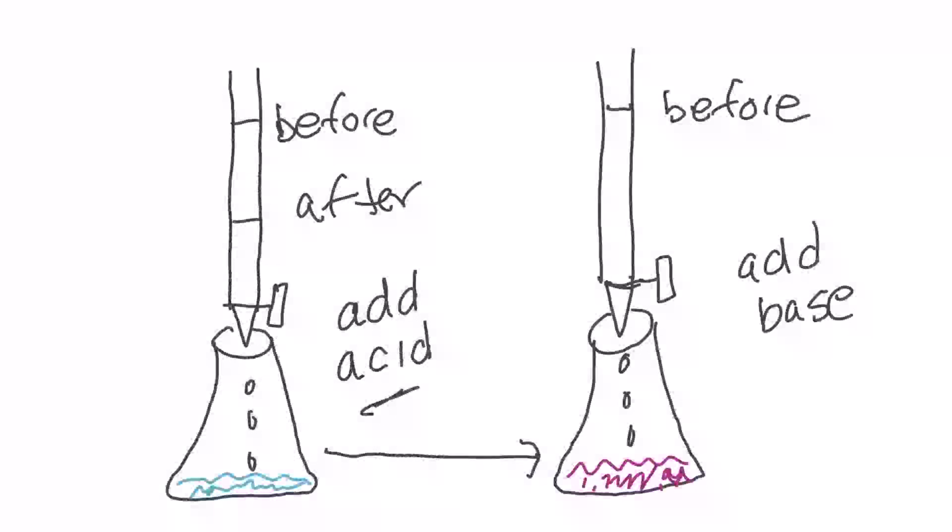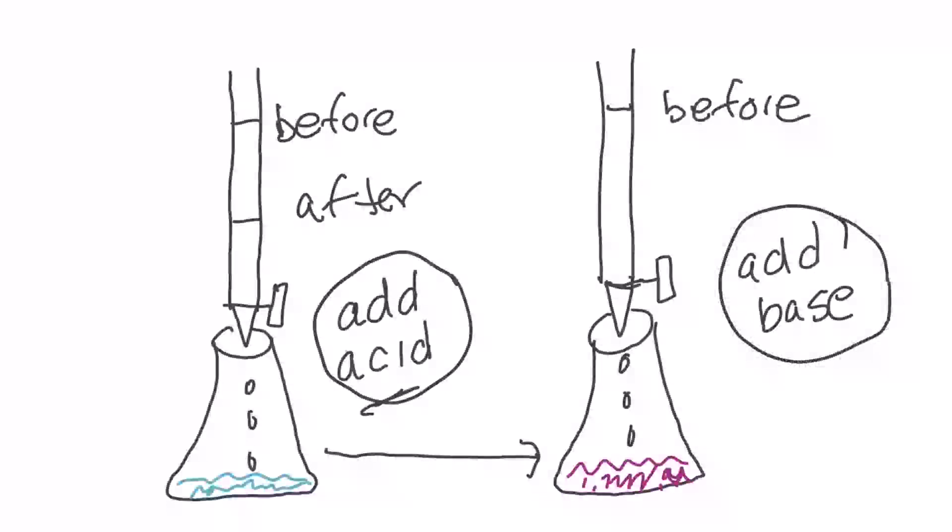So here's my version of titration. Don't laugh at my drawings. They're pretty good. When we titrated in class, we had two burettes. One contained an acid and one contained a base. The first thing we did was add some acid to an Erlenmeyer flask. That's my drawing over here. You read the before and after volume, and the difference tells you how much acid you added.